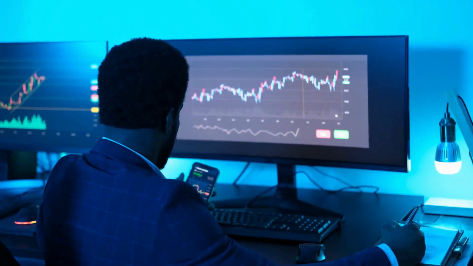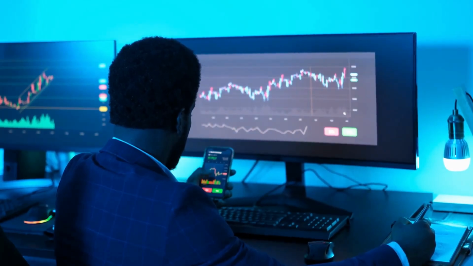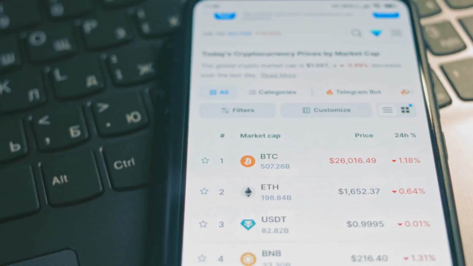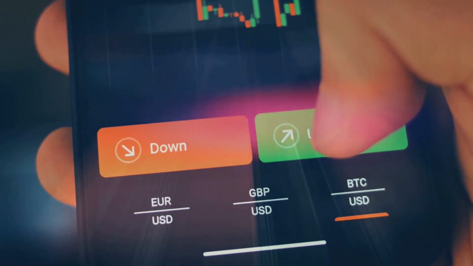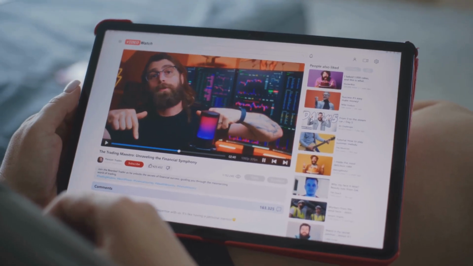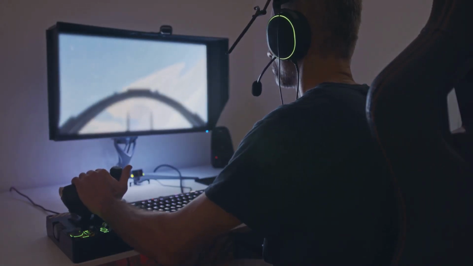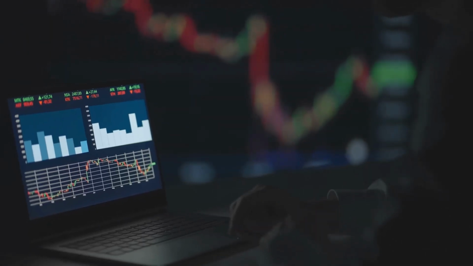Ready to start? Begin small and focus on learning, not profits. Spend time just watching charts. Pick a major coin and observe how it moves. Notice trends, highs and lows, and how volume matches price changes. Use demo or paper trading accounts to practice without risking real money. Treat it like a flight simulator. Test strategies, make mistakes, and learn safely.